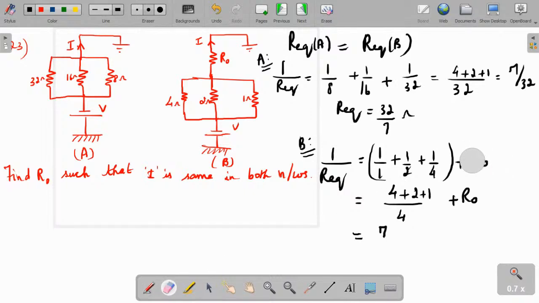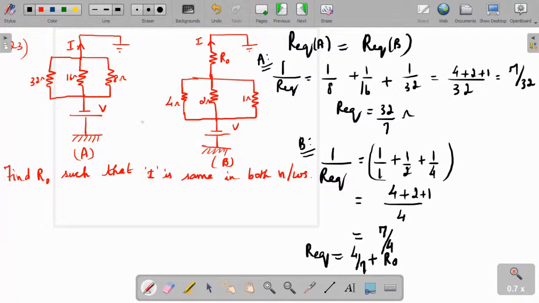Or 1 by R equivalent is what we are finding. So don't write plus R0 here. Plus R0 will come only for the final R equivalent. So you will get 7 by 4. So what about R equivalent in network B? It is going to be 4 by 7 plus R0. R0 will be now in series with this equivalent resistance.